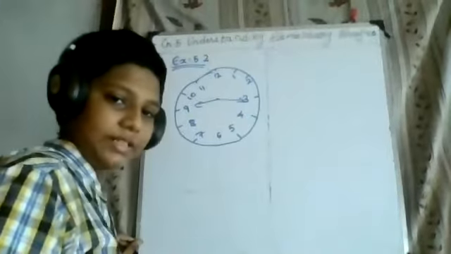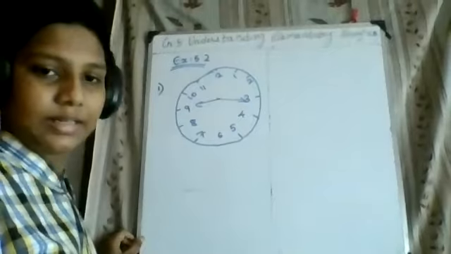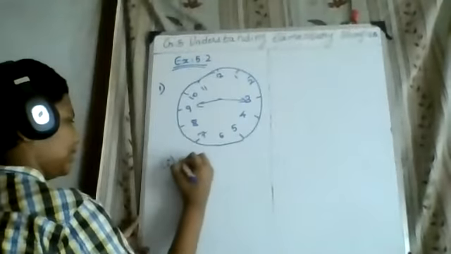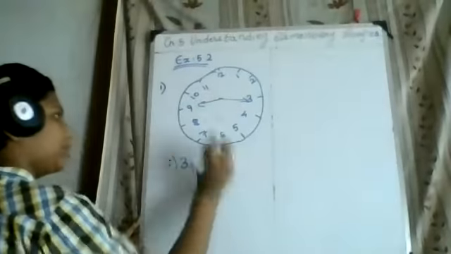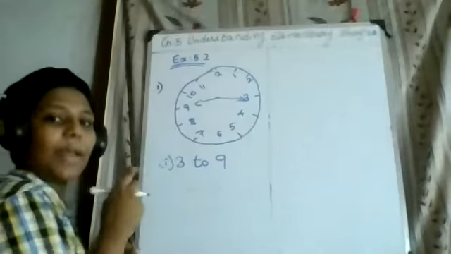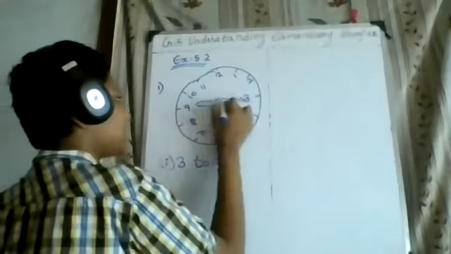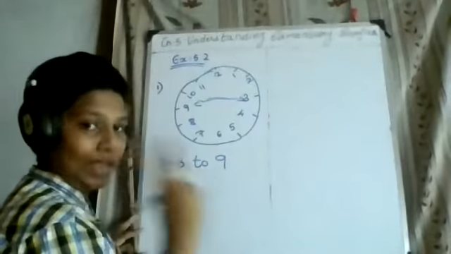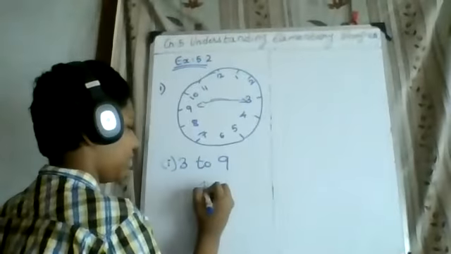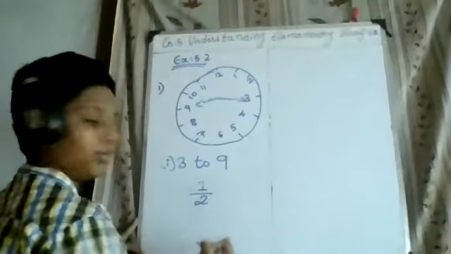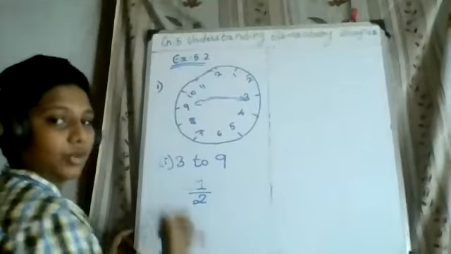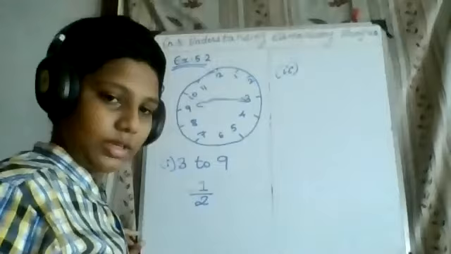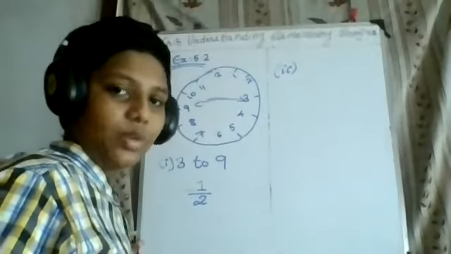See the first question. In the first question, what they said? 3 to 9. It will form a straight line. So, it will divide the circle into two equal parts. So the fraction of this will be 1 by 2. See the second question. Two questions I'll explain each thing. Next, what is the second question?